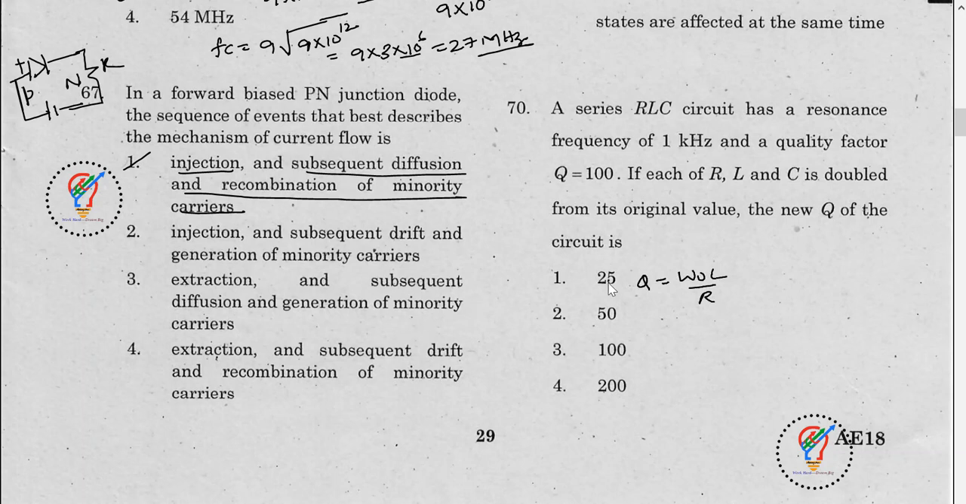Simply, omega naught is 1 by square root of L into C, times L, right? L as a square root into square root L, divided by R. So we can write it as 1 by R into square root of L by C, where L gets cancelled. This is a basic formula. So Q is nothing but 1 by R into square root of L by C.